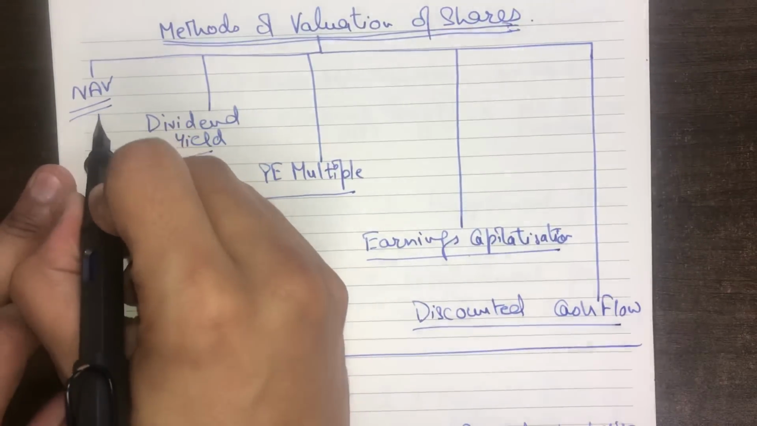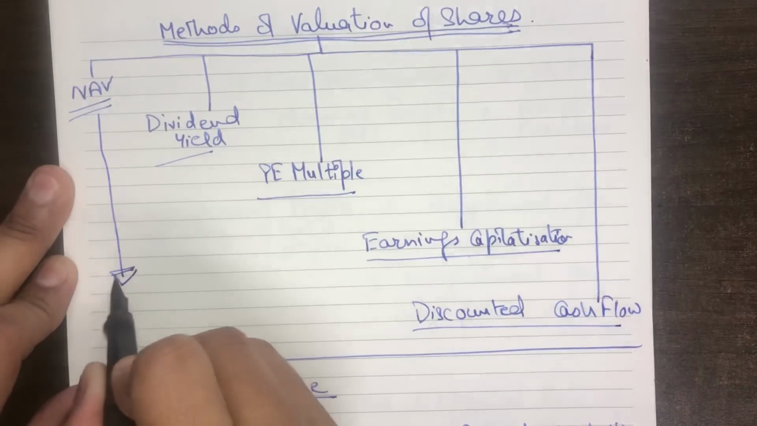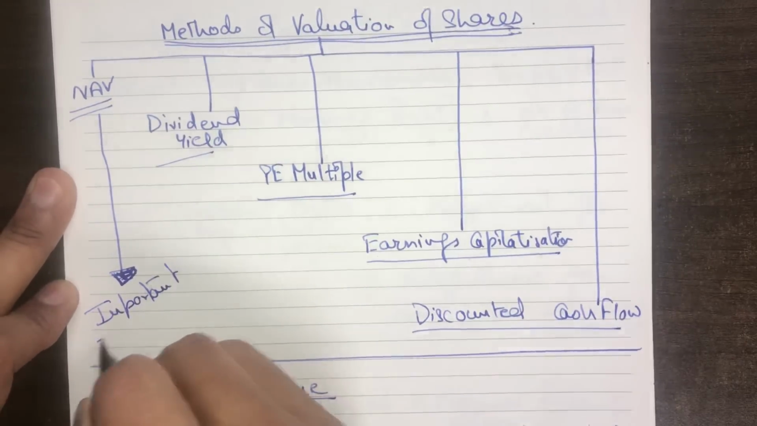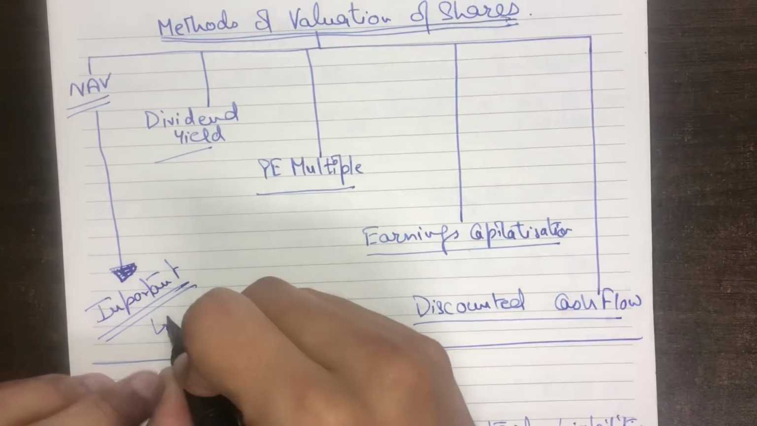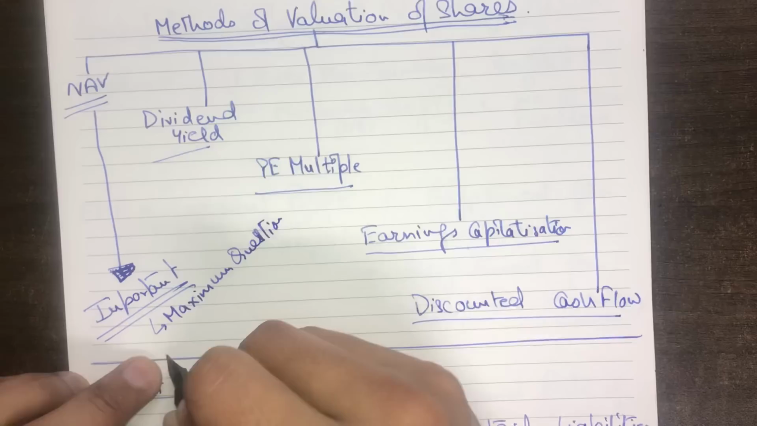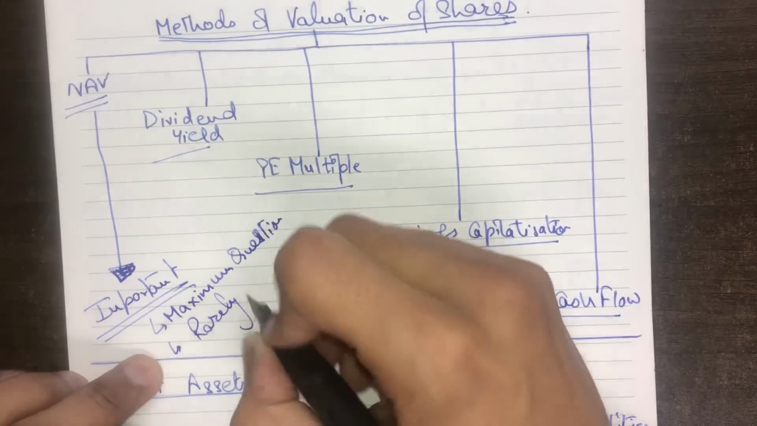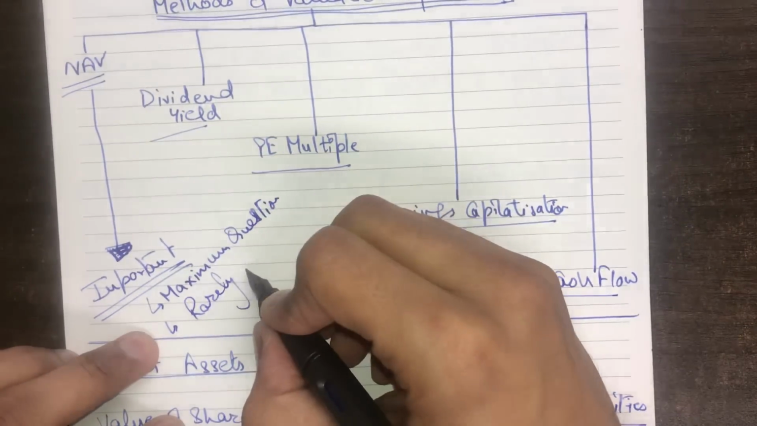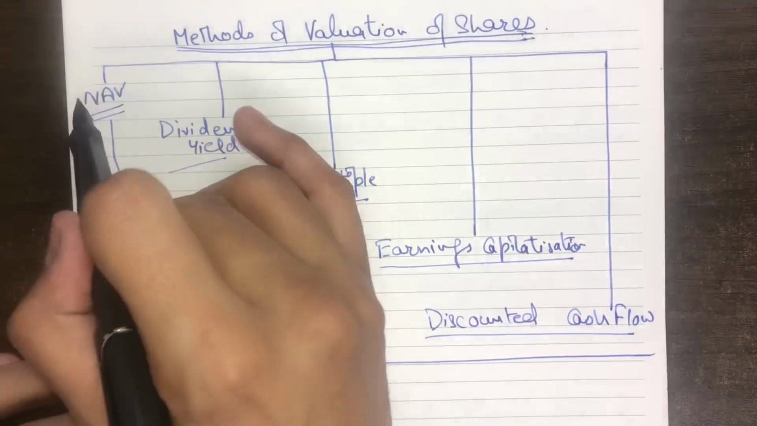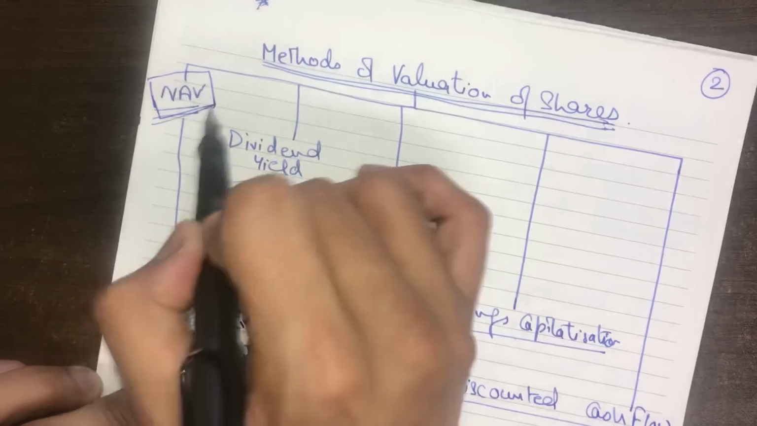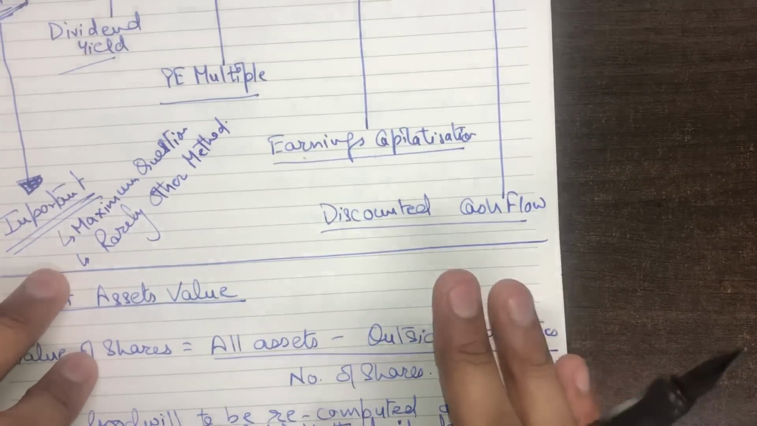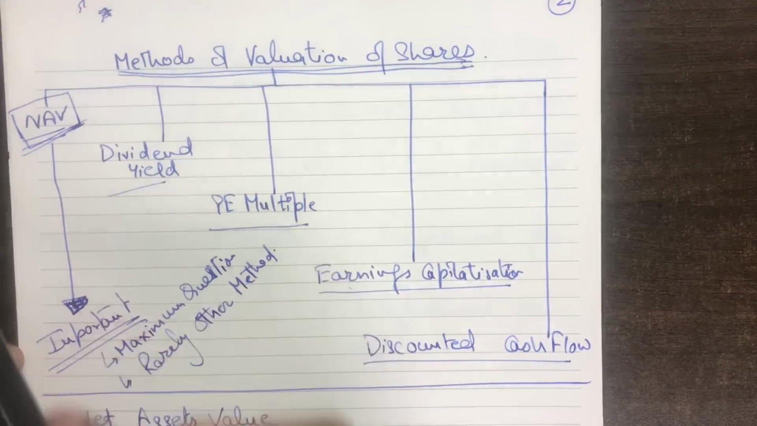Now, on the basis of importance, if I categorize these methods, then NAV is the most important method, because maximum practical questions in the examination are asked from this method. Rarely does the examiner ask questions on valuation of shares from other methods. So the most important method for your exam is the NAV, or net assets value method. Obviously you have to study dividend yield, PE multiple, earnings capitalization and discounted cash flow as well, but more attention should be given to the NAV method.